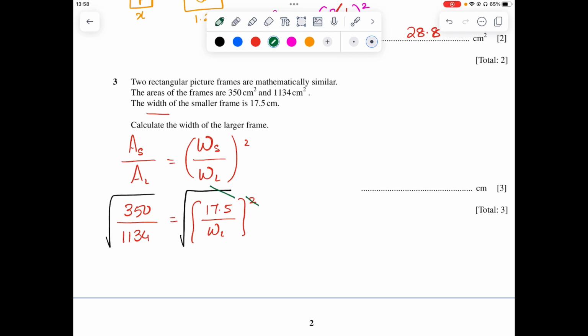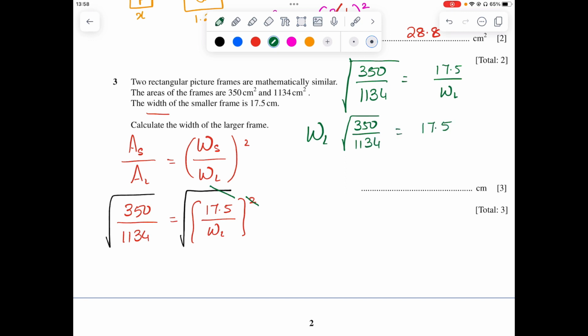Square root of 350 divided by 1134 equals 17.5 upon WL. Do the cross multiplication. WL times square root of 350 divided by 1134 equals 17.5. I want WL, which is 17.5 divided by square root of 350 divided by 1134. If you simplify by calculator, you should be able to get that answer as 31.5.